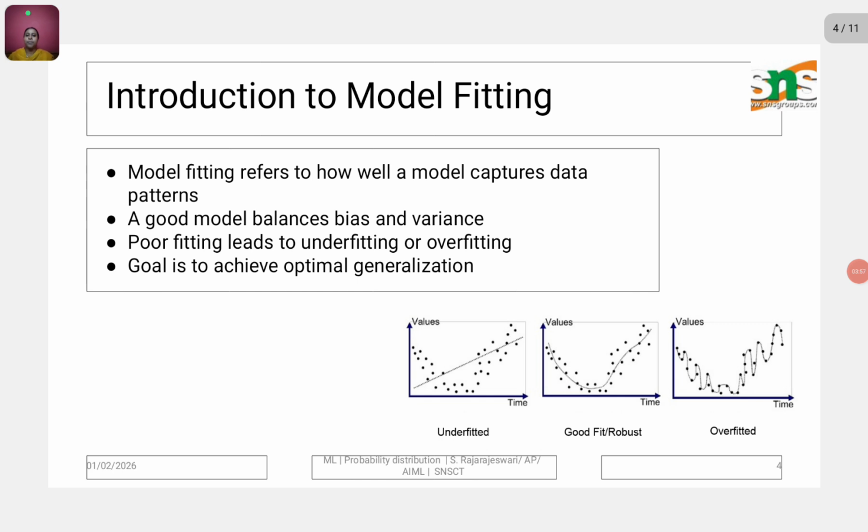The introduction to model fitting: it mainly refers to how well a model captures data patterns, and a good model balances bias and variance. Poor fitting leads to underfitting or overfitting. So the main goal is to achieve optimal generalization.